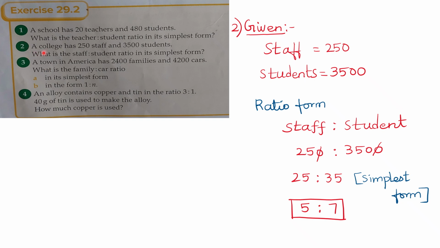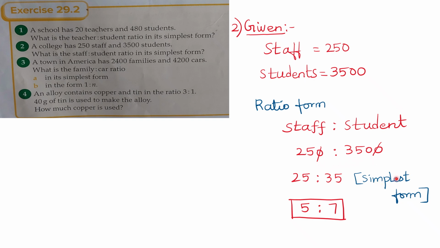Second question: a college has 250 staff and 3,500 students. What is the staff to student ratio in its simplest form? What is given: staff equals 250, students equals 3,500. First step, we write them in ratio form: staff is to students, 250 is to 3,500.